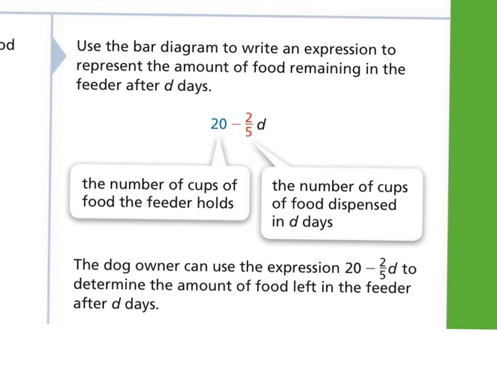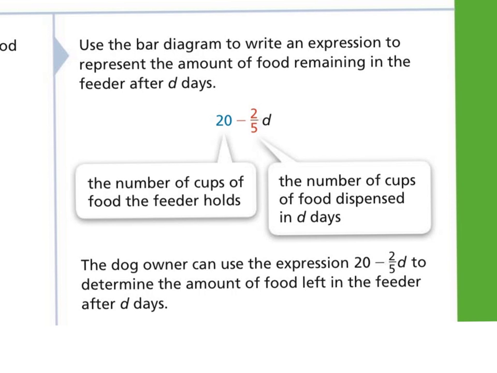So ultimately what we're going to do is write an expression here to see how much food is remaining. So 20 cups is what we started with, and then we're taking out 2/5 of a cup per day times however many days. Okay, 2/5 of a cup times however many days. If we multiply, that's going to tell us how much dog food we've used, and then when we subtract that from 20, that's going to tell us how much food is left in the feeder.